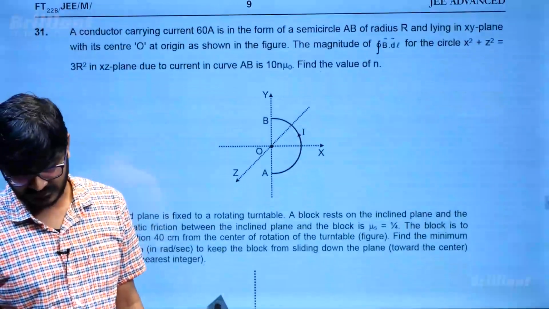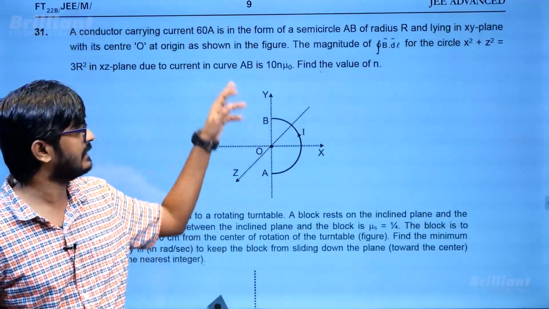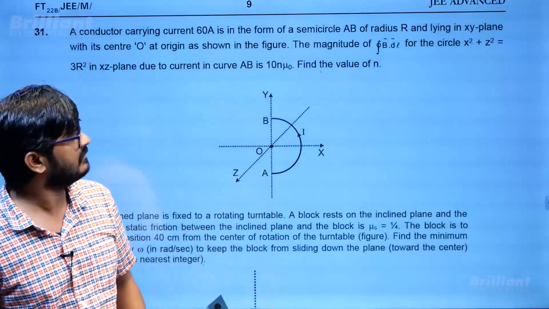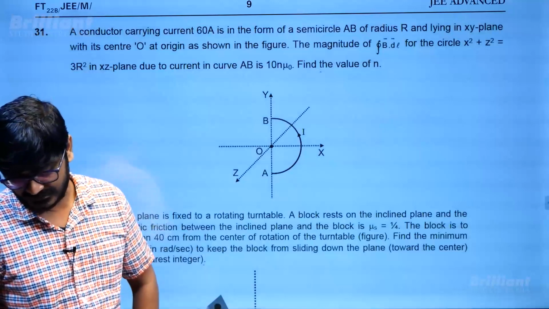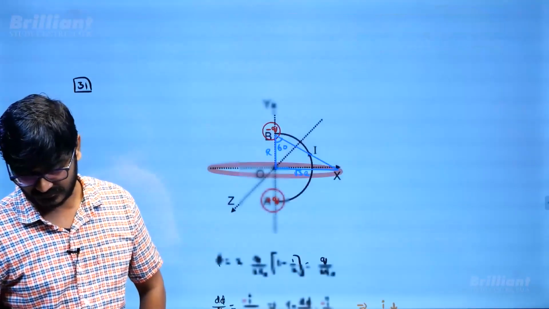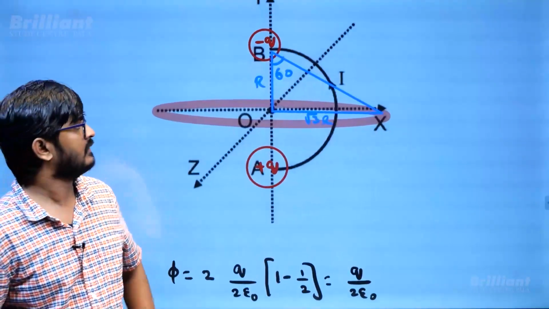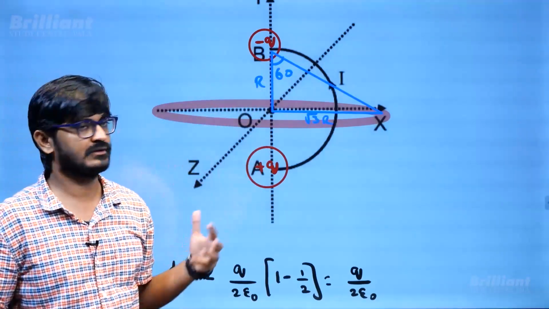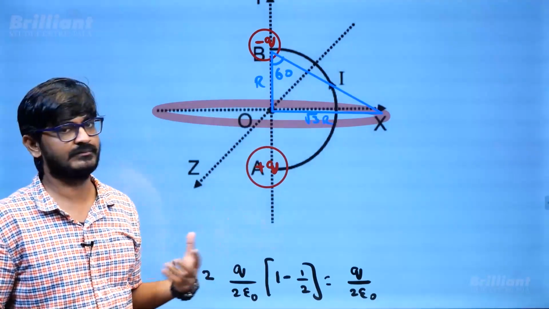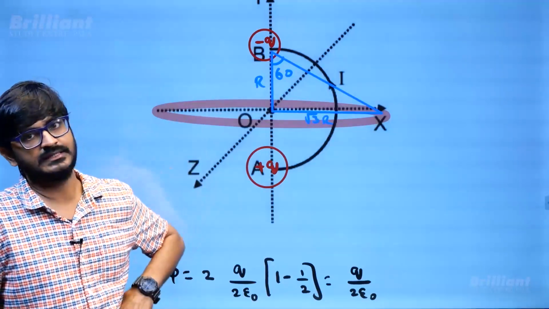The next question: there is a current carrying wire, 60 ampere. So you need to find the integral of B bar dot dl bar for a circle x square plus z square equals 3r square. If a current is flowing this way, actually we can apply Ampere's law for only steady currents. Now how can steady current be possible here? There must be some other thing available, right?